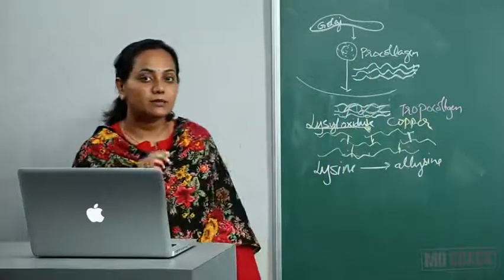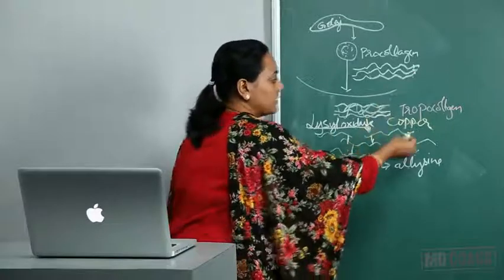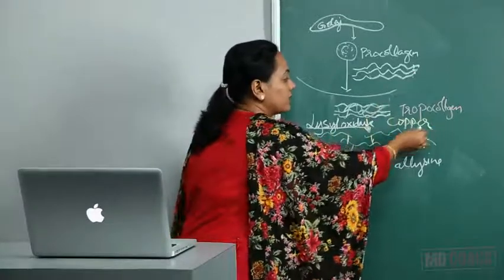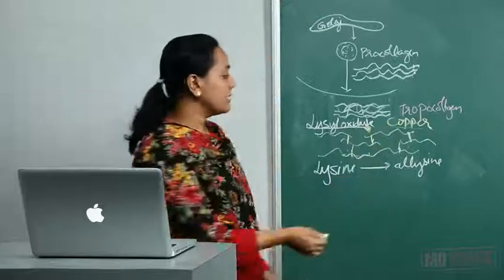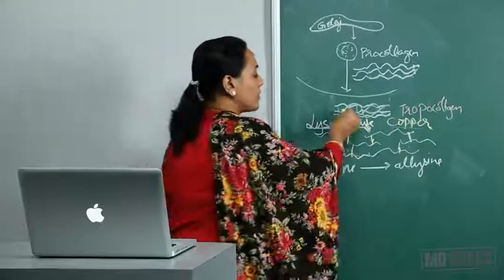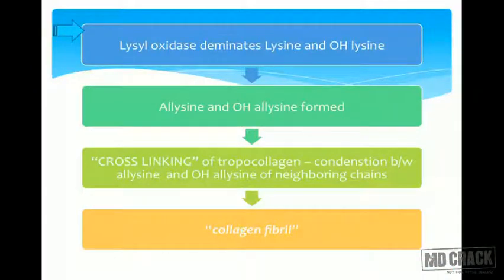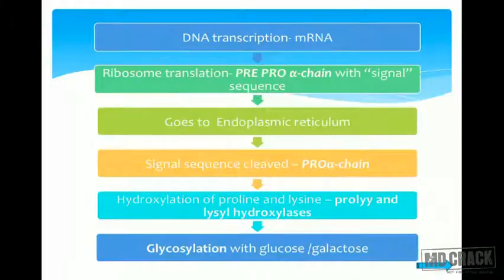Just as vitamin C was required for the formation of procollagen, through hydroxylation and further post-translational modification, copper is required for the extracellular modification of tropocollagen and for the formation of the collagen molecule. So here I have this in the form of a flow chart.